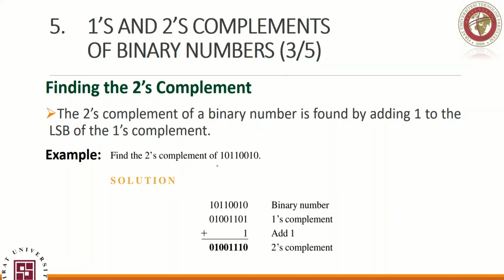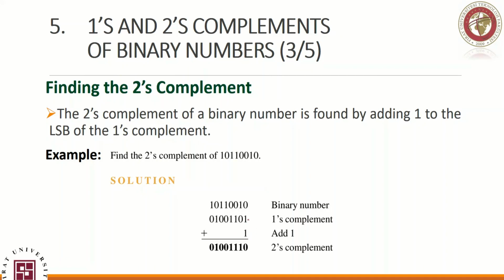Now initially this number is 1, 0, 1, 1, 0, 0, 1, 0. Convert the zeros to ones and ones to zeros. So it will be 0, 1, 0, 0, 1, 1, 0, 1. So this is ones complement. I'm not interested in it. I'm interested in twos complement. So add 1 to it. In order for us to get the twos complement, add 1.